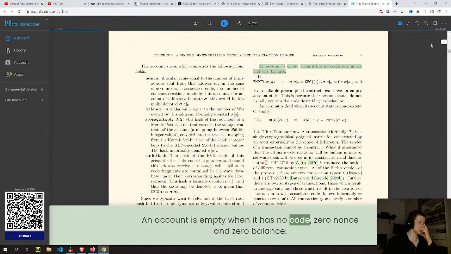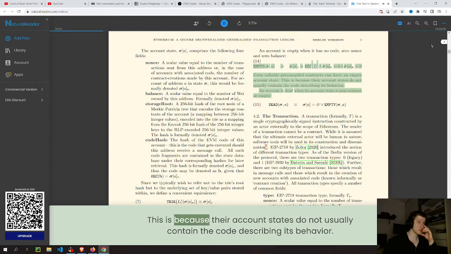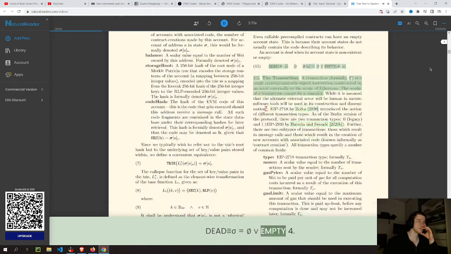An account is empty when it has no code, zero nonce and zero balance. Empty equals: code hash equals KEC of the empty string, nonce equals 0, balance equals 0. Even callable pre-compiled contracts can have an empty account state. This is because their account states do not usually contain the code describing their behavior. An account is dead when its account state is non-existent or empty. Dead equals empty.